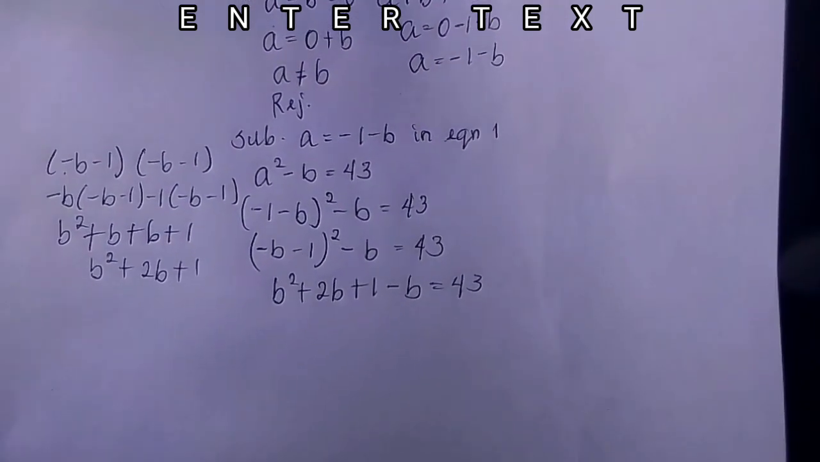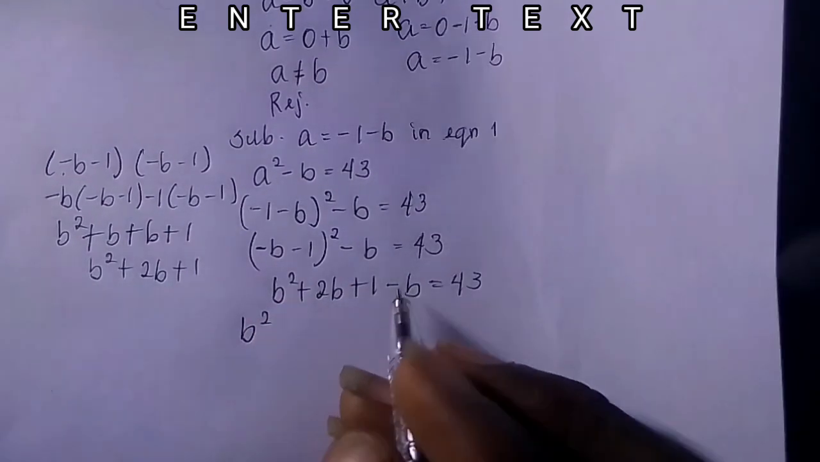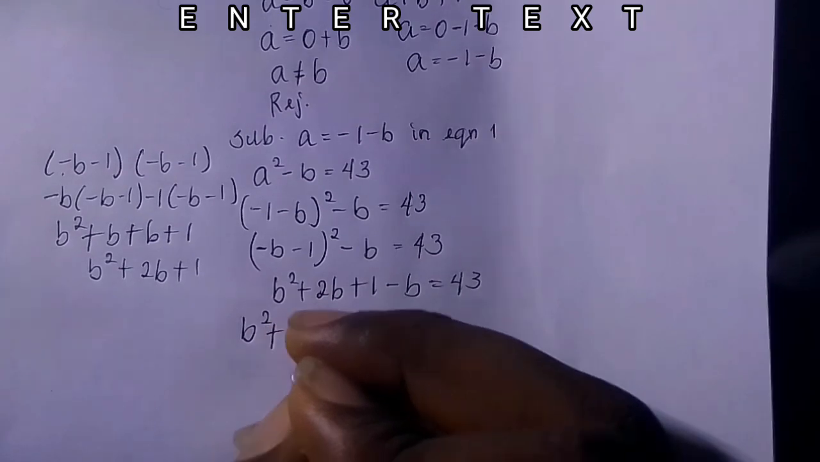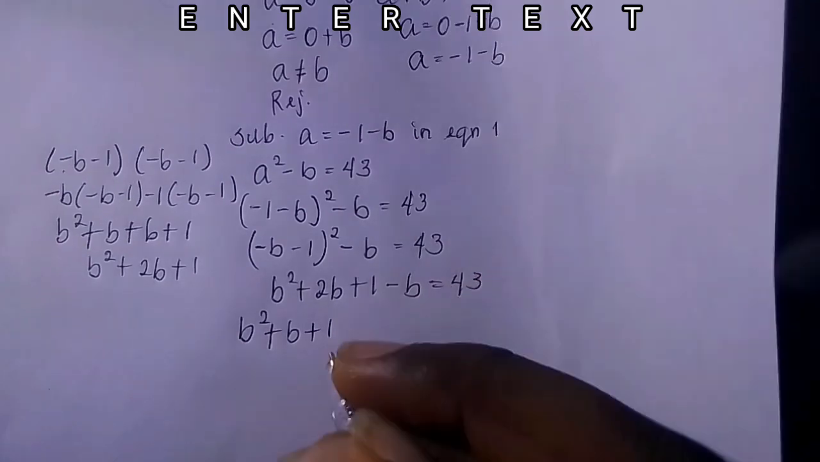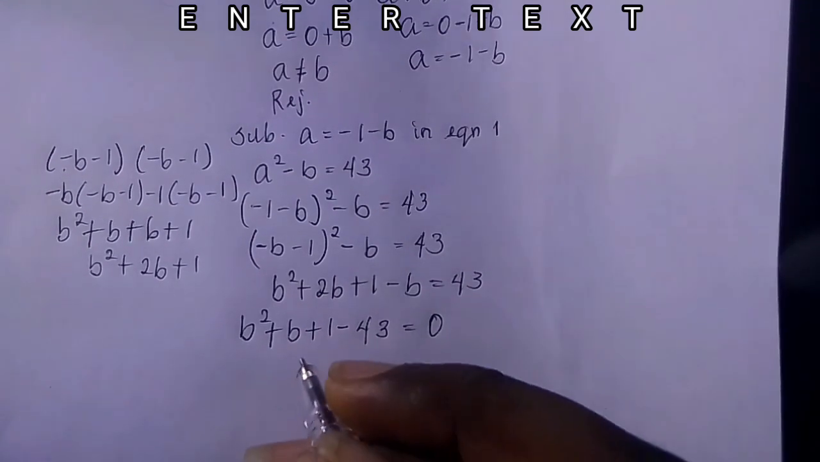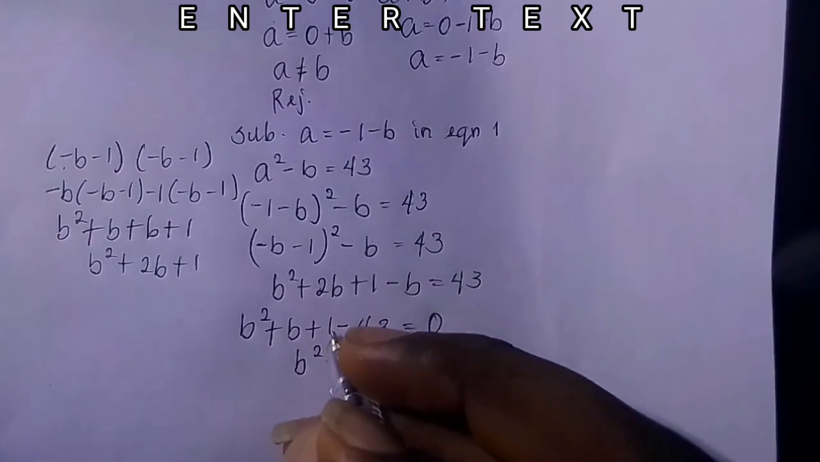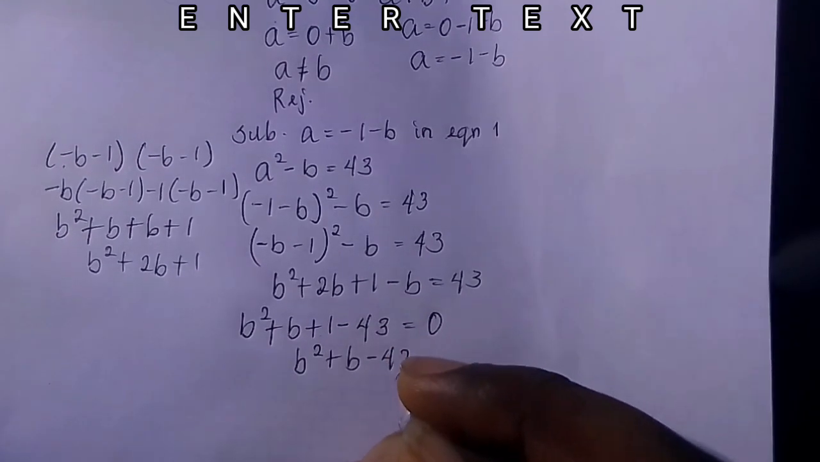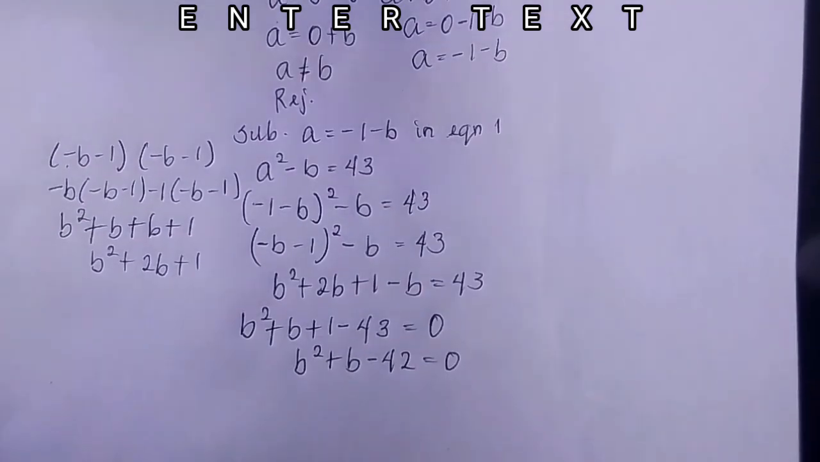So quickly let's collect like terms. We have b squared, 2b minus b gives us b, plus 1, then we bring plus 43. When we cross this over, it turns to minus 43 equals 0. Therefore that gives us b squared plus b, 1 minus 43 gives us minus 42 equals 0, right? So from here, what do we see? From here we have a quadratic equation.